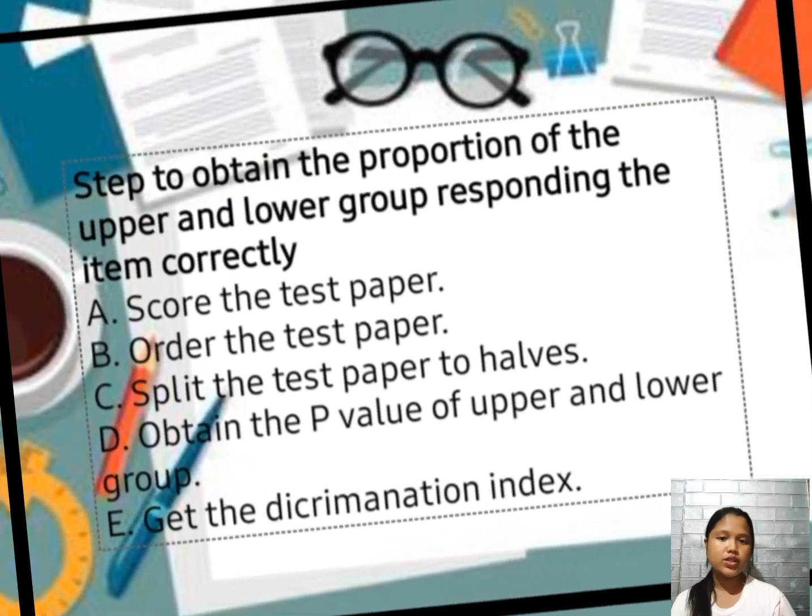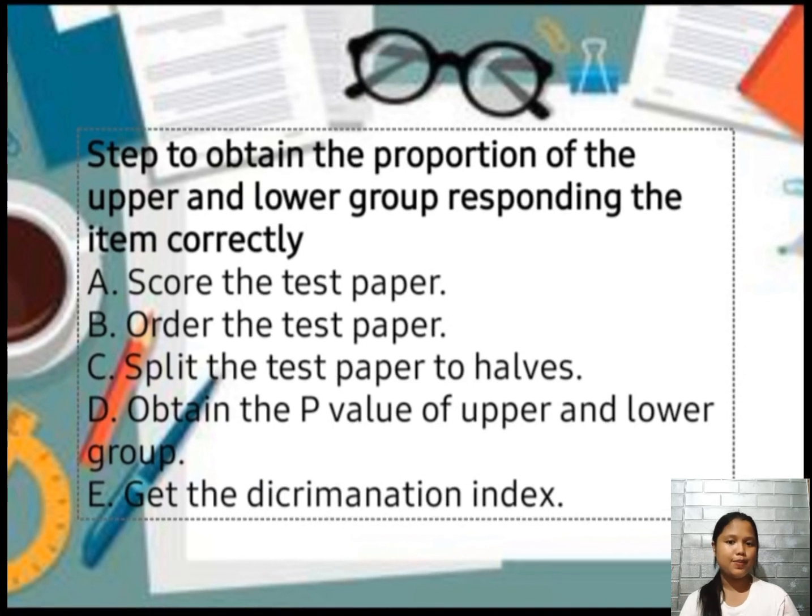To obtain the proportions of the upper group and lower group who responded to the item correctly, we must follow some steps. First is to score the test papers, of course. Second is to arrange the test papers from highest to lowest. Third is to split the test papers into half. You get the upper group and the lower group. So, the test papers must be equal.